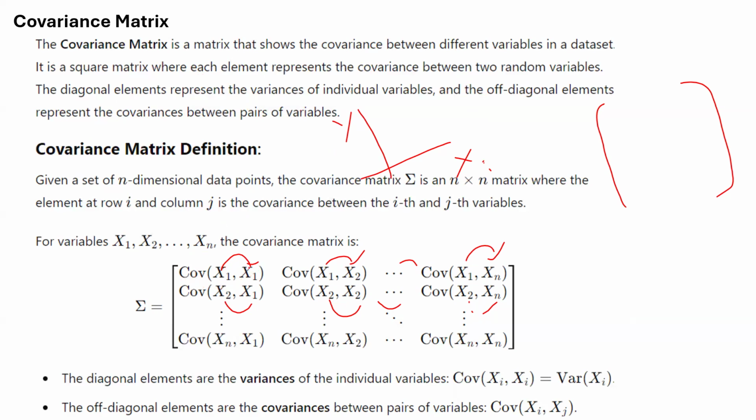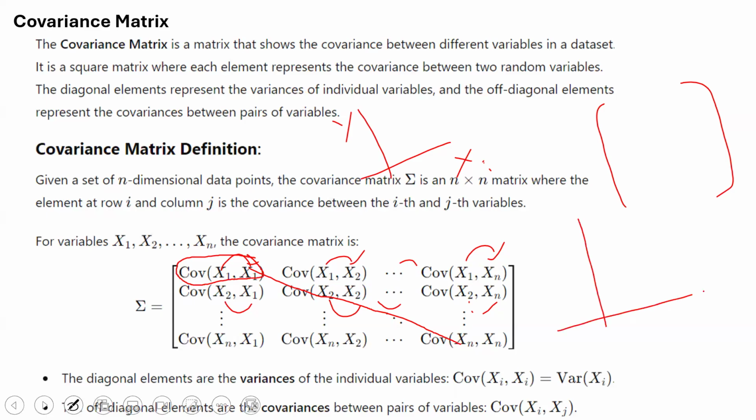What are diagonal elements? These are diagonal elements. Other than these elements, the other elements are called off-diagonal elements. So diagonal elements represent the variance of individual variables. So this covariance of x with x is nothing but the variance along the x-axis, right?